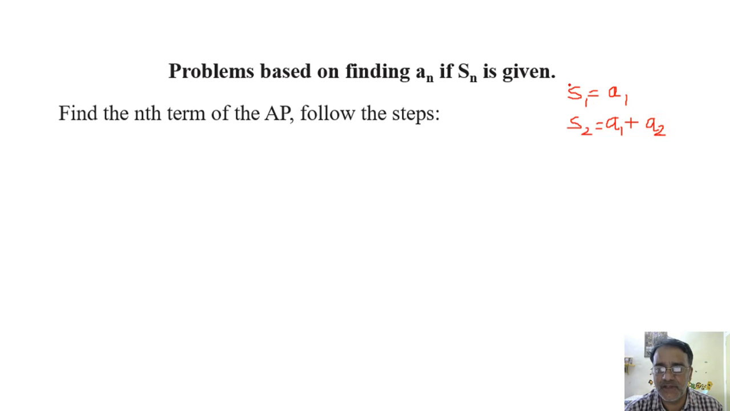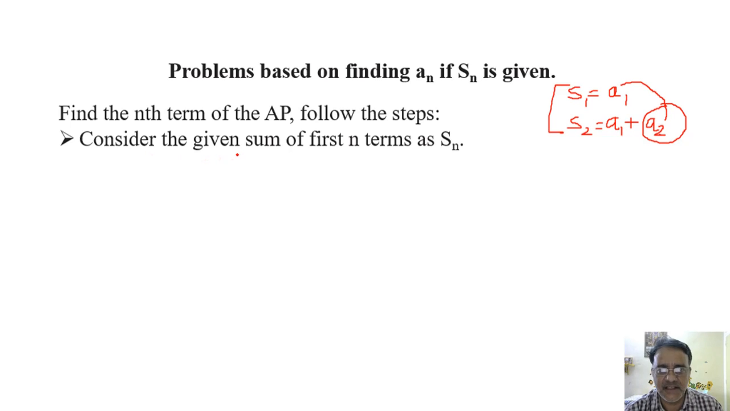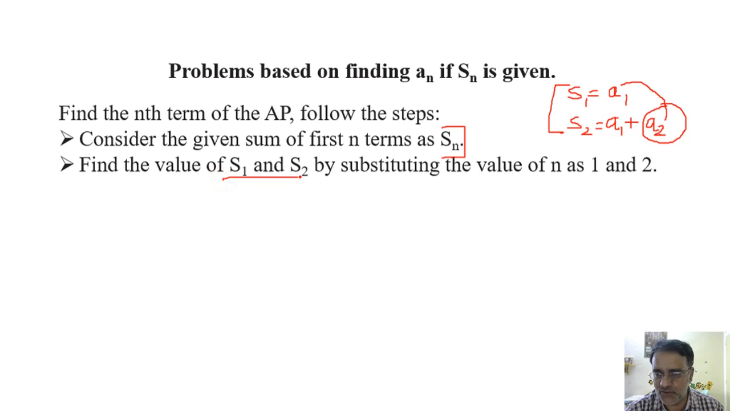And what you will get if you subtract these two? A2. We'll get A2, that means the second term. And the first term we have already, that is S1. And if we subtract, that is A2 minus A1, second term minus first term, we'll get the value of D. अगर A और D मिल गया, that means we can find any term. Okay, so find the nth term of the AP. Follow the steps. First, consider the given sum of first n terms, that is Sn. Now we'll find the value of S1 and S2 simply by substituting the value of n as 1 and n as 2 for S2.